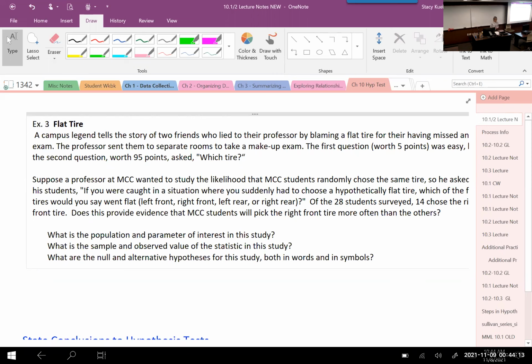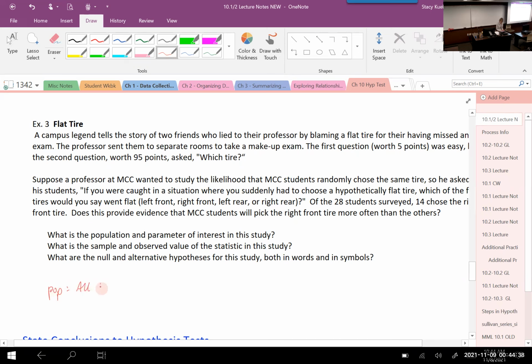So what's the population and the parameter? Let's choose the population first. All MCC students, that's right. So the population would be all MCC students. And remember, the parameter is supposed to describe the population.